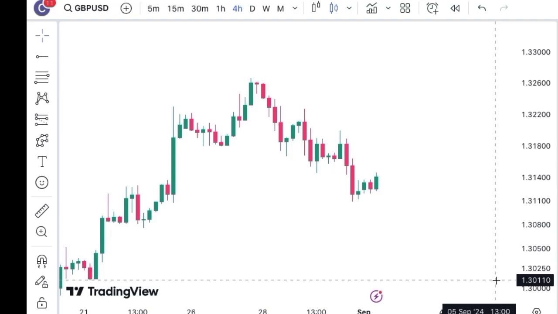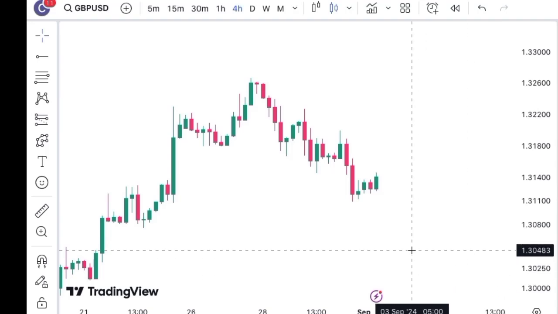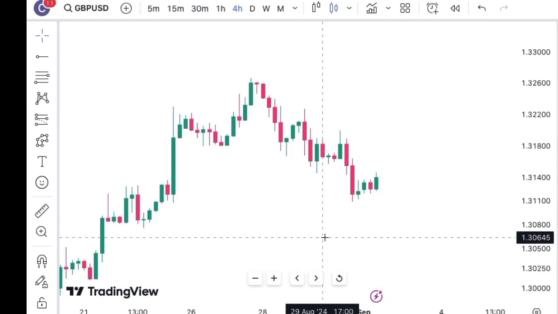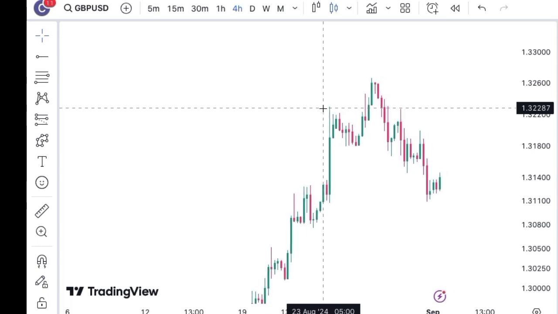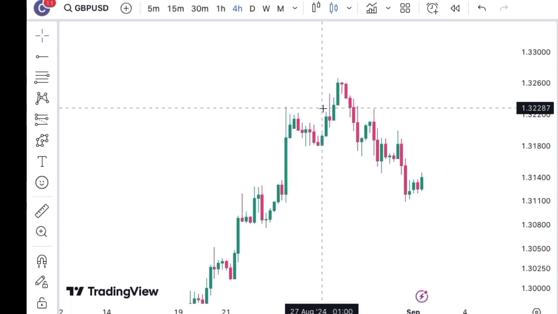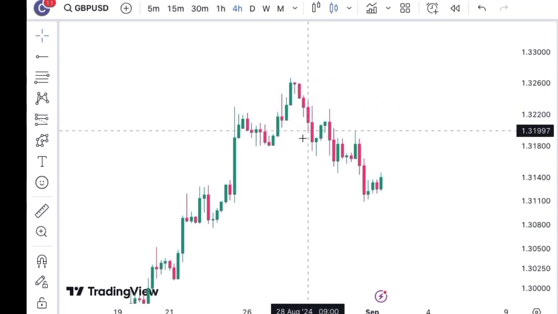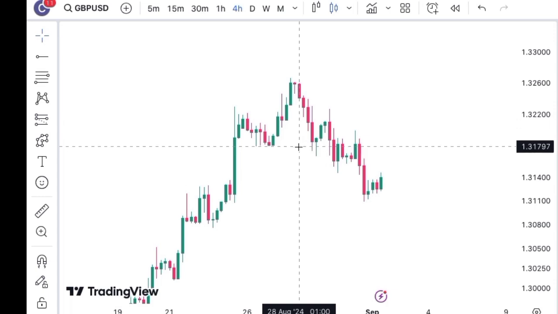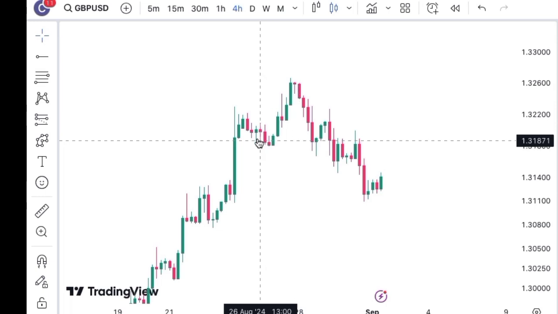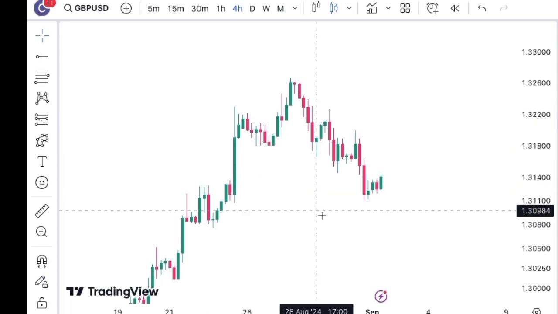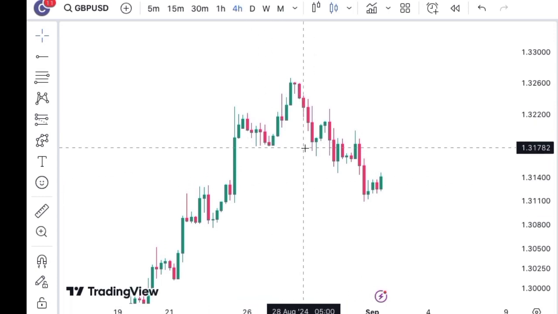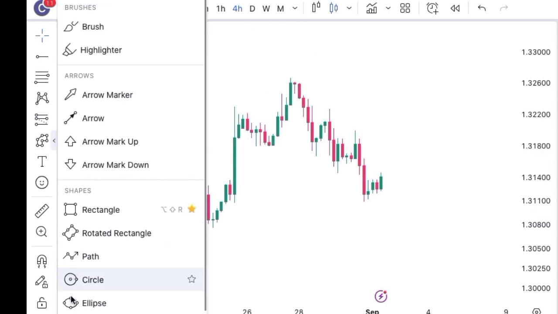So this is GBPUSD and I'm on the 4 hours time frame. When you look at this trade, you see that apart from the head and shoulder pattern that has been broken, I talked about it in my previous video. If you've not watched it, do well to go back and watch it. So apart from the fact that there was head and shoulder right here and it has been broken, there's something I want you to see.